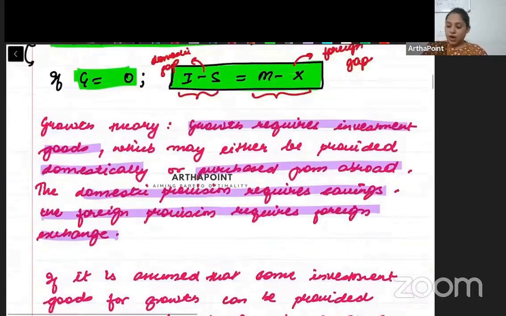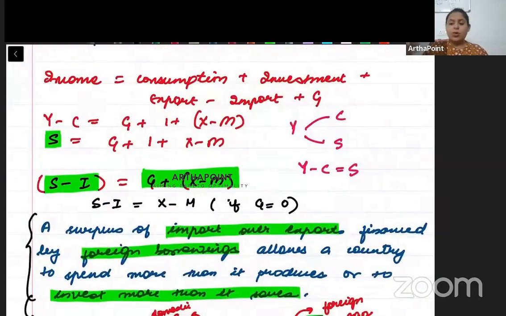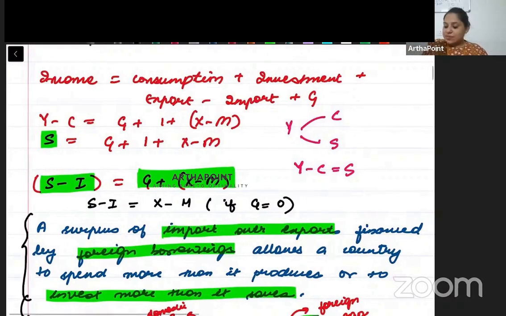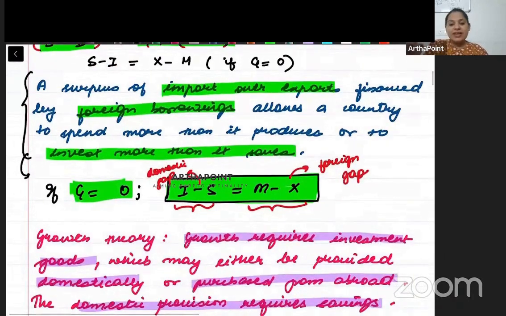We have seen that usually जो हम equation लिखते हैं वो हमारी closed economy की equation होती थी. अगर इस equation को हम open economy equation बना दें, so we get something like this. We get I minus S is equal to M minus X. This equation means that if I want to invest more than the domestic savings, I must have more gap. I must have imports more than exports.